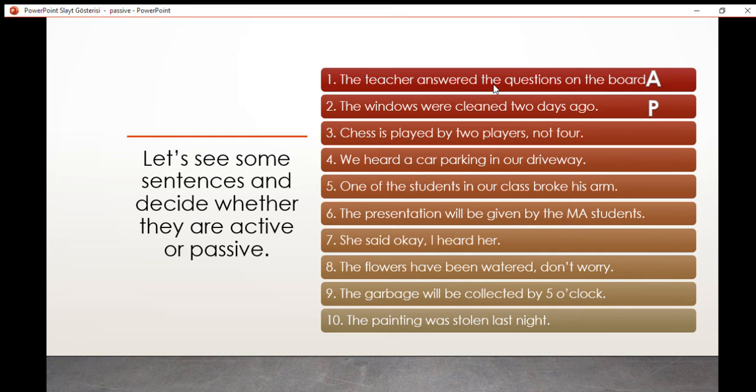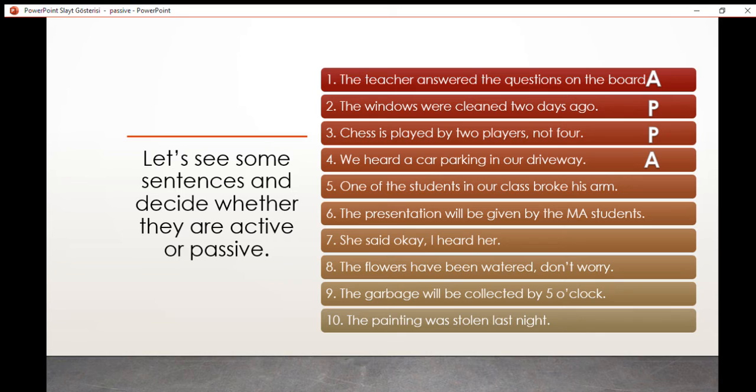3. Chess is played by 2 players, not 4. This sentence also is passive because we say chess is played. Chess is a game. It cannot play. People play chess. We heard a car parking in our driveway. An active sentence.